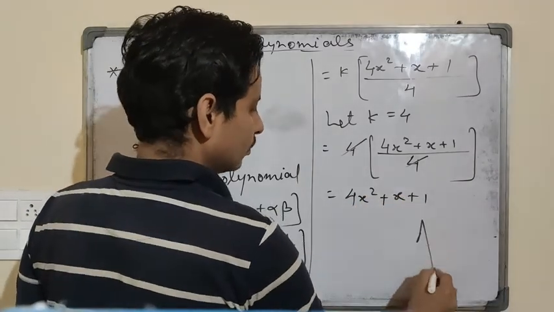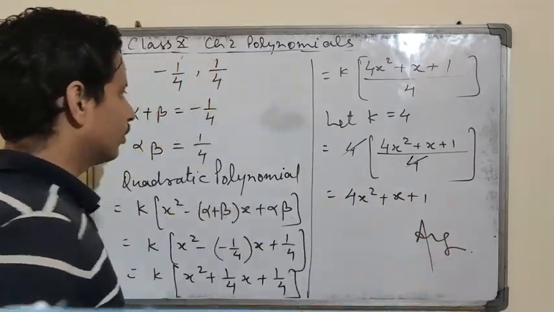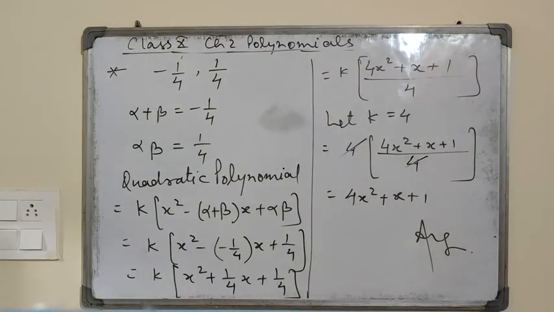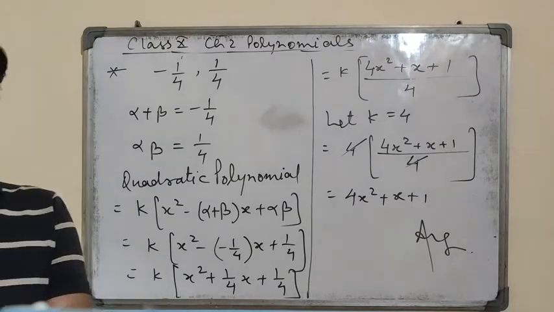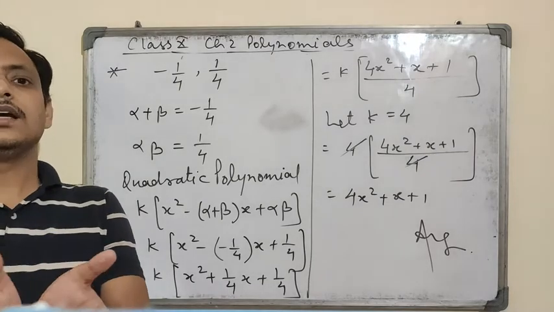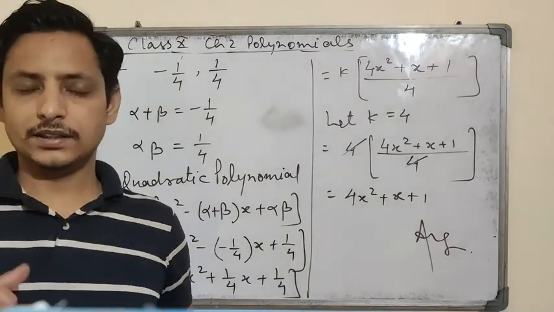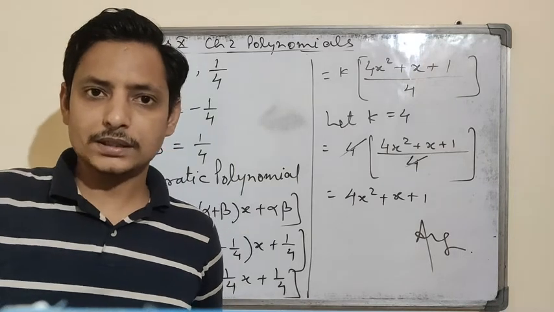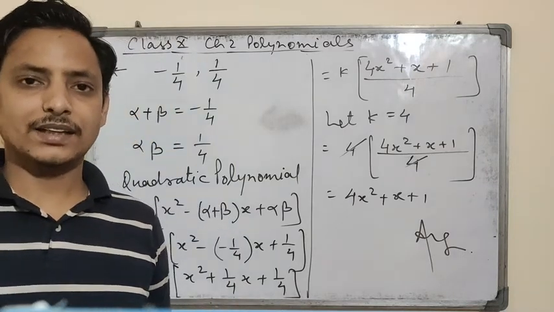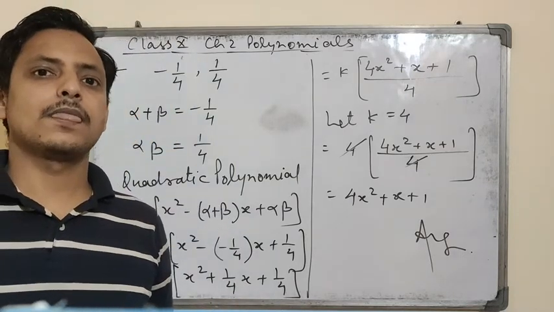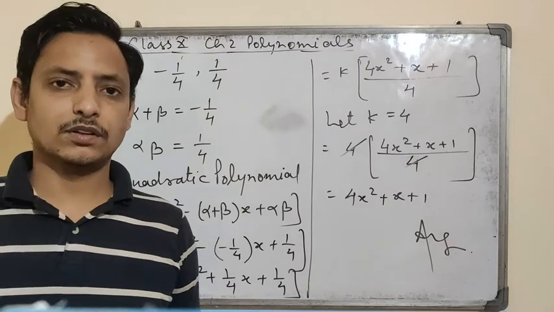This is the method of finding out the quadratic polynomial if we are given the sum of the zeros and product of the zeros. So we have discussed two types of problems here. In the first problem we had discussed that we have to find the quadratic polynomial's zeros, and then we have to verify the relationship between the zeros and the coefficients.